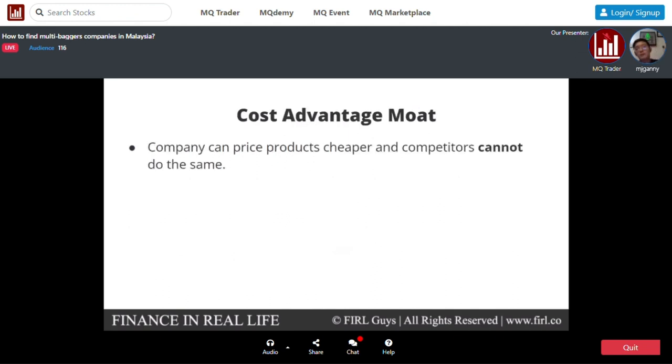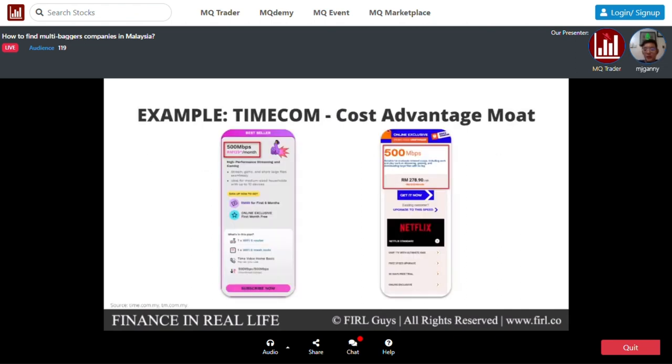One type of moat is what we call a cost advantage moat. And a cost advantage moat is not simply the person who can charge for their products and services the cheapest, okay? Anyone can charge the cheapest, but they must charge the cheapest in a way that competitors cannot copy. And that's the key, the competitors cannot copy. I can go out now and sell my coffee in a kopitiam for 50 cents. I'll have a lot of people buying my coffee at 50 cents, but I'll go out of business very, very quickly, right? So what exactly does it look like? Which company am I referring to? And that example is Timecom.